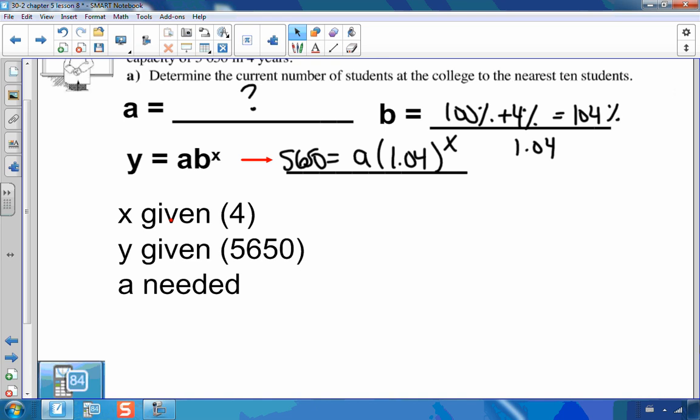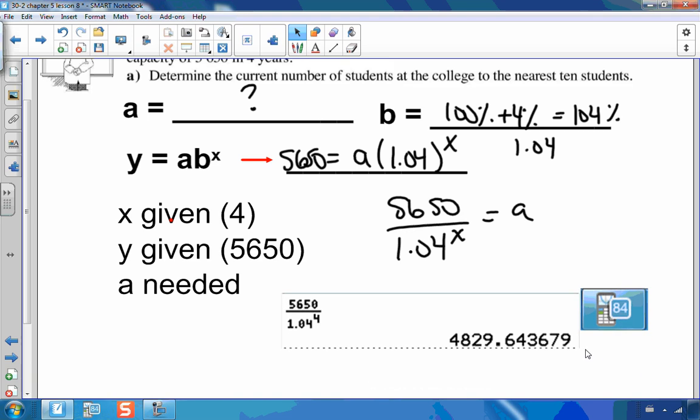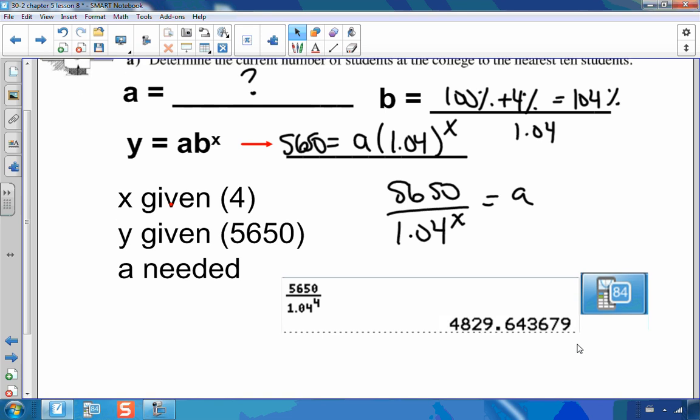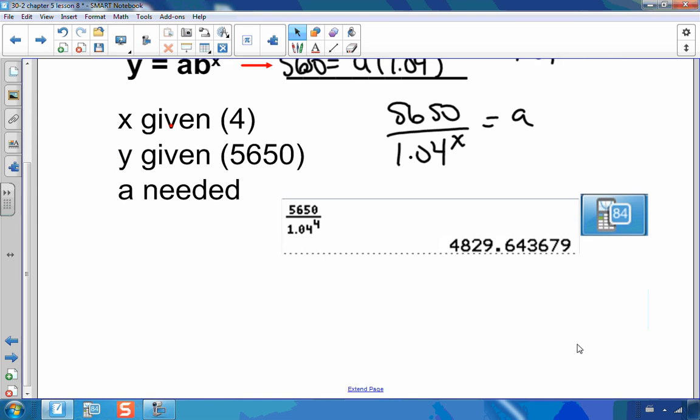So to solve for A, I'm just going to take the number that A is multiplied by and divide both sides by that. So dividing both sides by 1.04 to the X, I will get my A value. Plugging that into my calculator, I get 4,829.6. Now they want us to round it to the nearest 10 students. If I skip count by tens all the way up here, I would get 4,820, 4,830. Those are to the nearest 10, and I can see that this number is closer to this one. So to the nearest 10, it would be that many students.